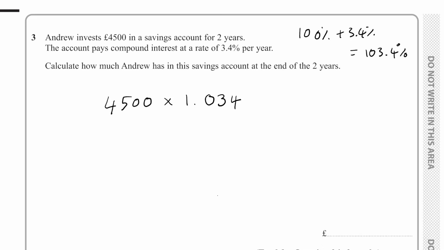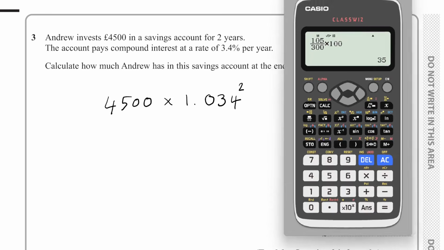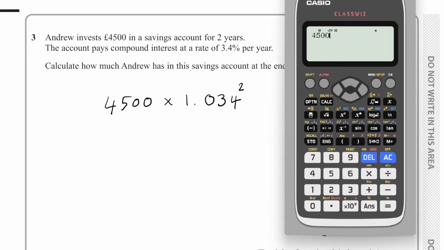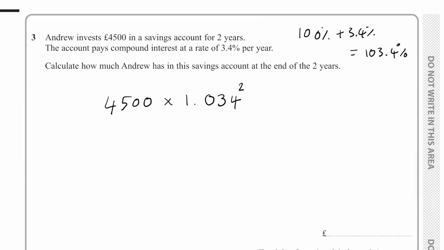1.034. We want to do it for 2 years, so it's times 1.034 for the first year, and then times 1.034 again for the second year. So we can write that as times 1.034 squared. And then we just need to type it into the calculator, and we get £4,811.20.